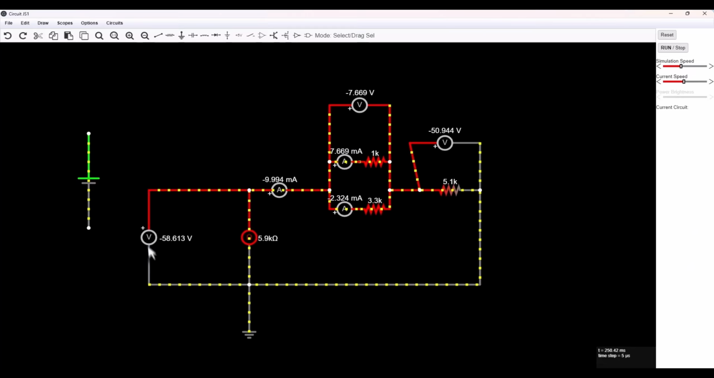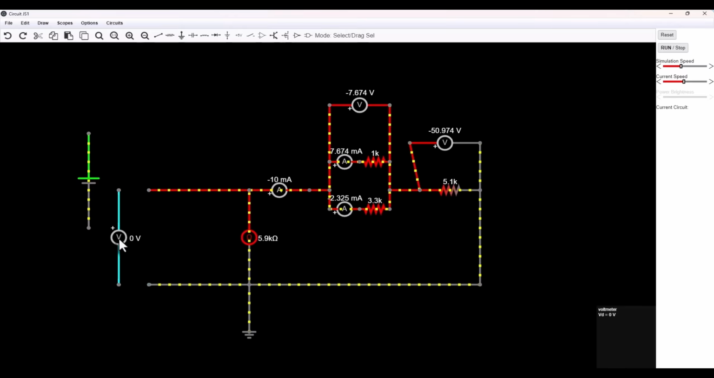Oh, by the way, you see what I did wrong? As I just told you, we have to get rid of the voltage source because it's going to cause so much problem. So at this point, I do have 5.9K as my total resistance.